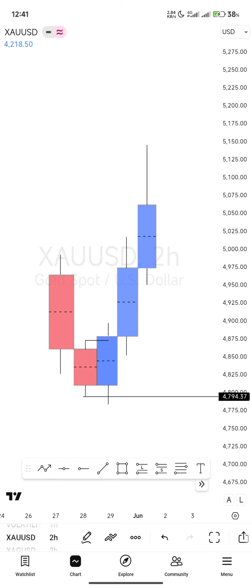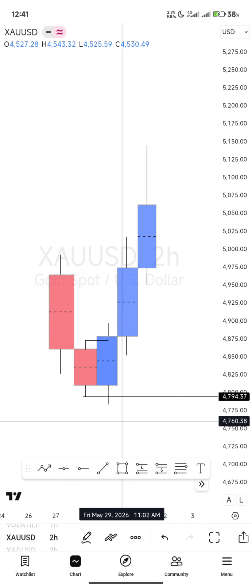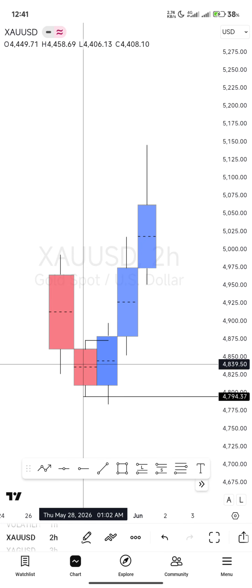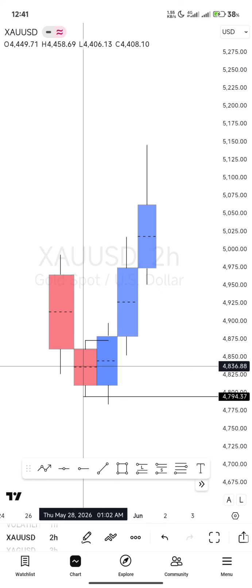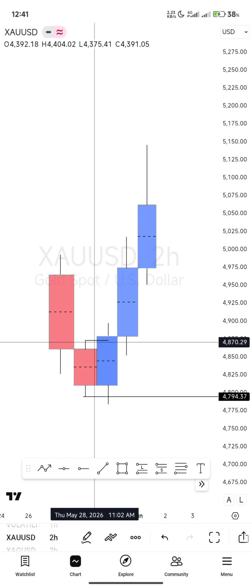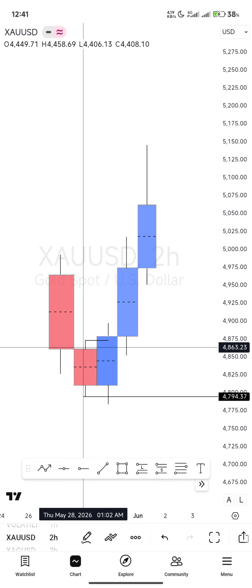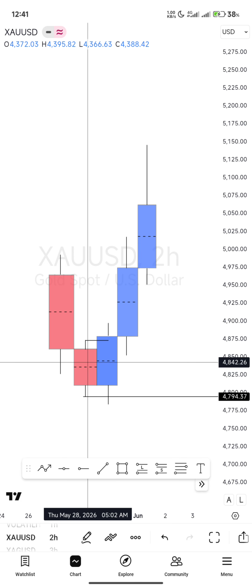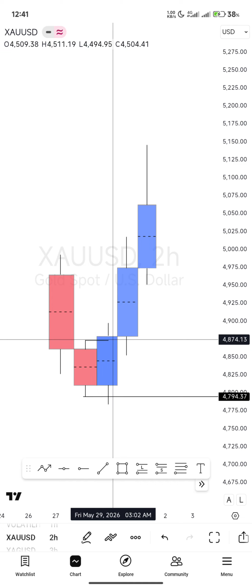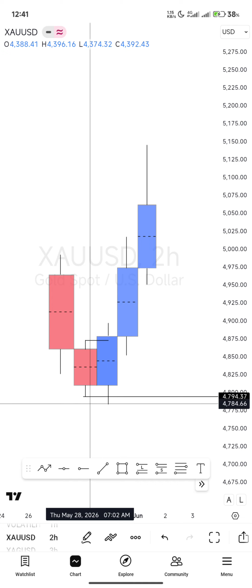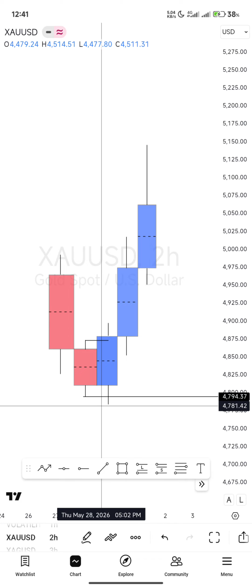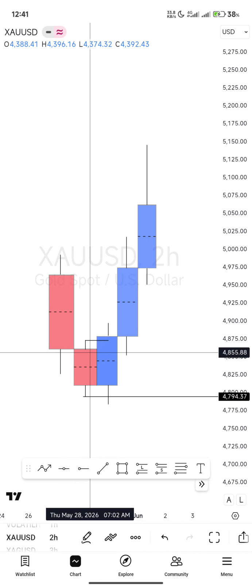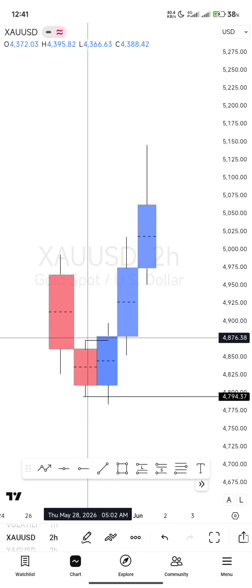Then number two, we want to see this bullish candle close above the opening price of this bearish candle, or better still, the high price. In this example, the bullish candle closed above the high of this candle, telling you that buyers are now entering the market. So number one, we look for a liquidity sweep: price goes below the low of the bearish candle. Number two, price closes above the open price or the high price.